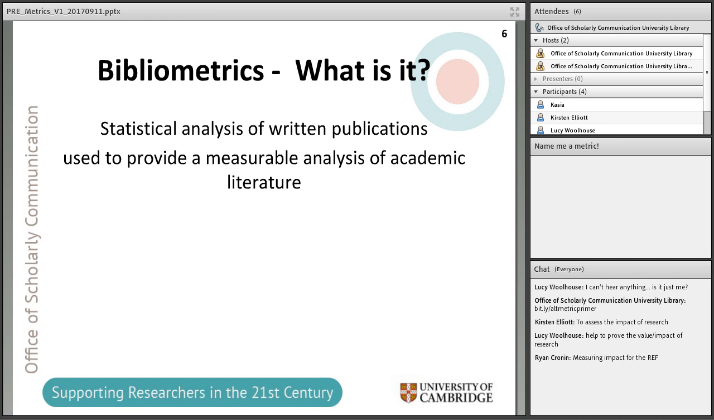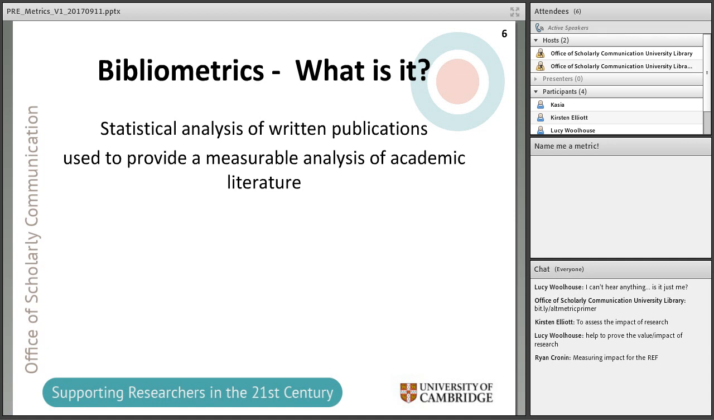Citation index, yeah, that's one metric. Journal impact factor, that's another one. I guess they're the top two. Download figure, yeah, that's another one. So that's the less traditional, as we move into the digital world. Any others? Okay, so I'm just going to talk about a few today.